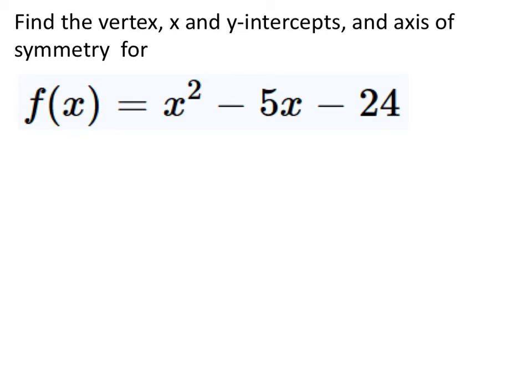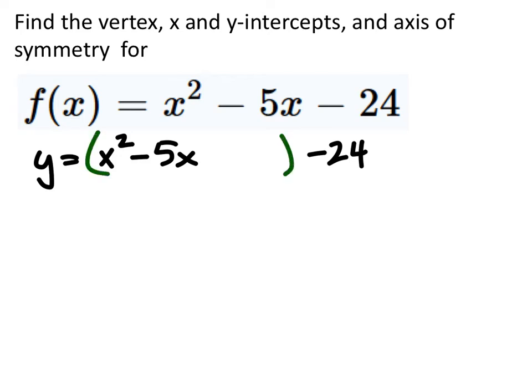Find the vertex, x and y intercepts, and axis of symmetry for this equation. Alright, let's see if completing the square will work on this. Eventually I expect it not to work, and that's okay. But let's see if it does on this one. Now once again, we only do this to see if we can find the vertex. When we look for the intercepts, it'll be more helpful to just use the original equation that they gave us.